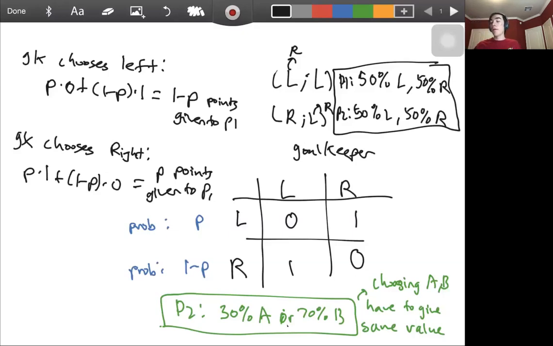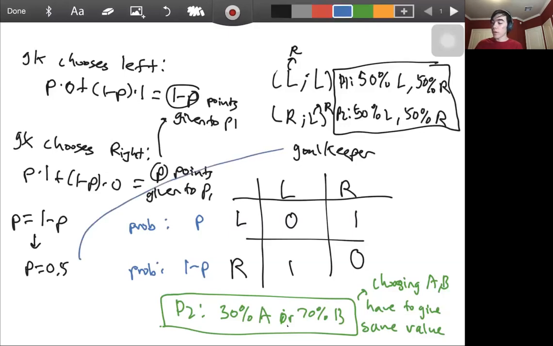So by what we just said earlier, for there to be a mixed strategy equilibria, we need these two outcomes to be the same, essentially the same, in the goalkeeper's eyes. So we can set p equal to 1 minus p. And this just gives us p equals 0.5, which is exactly the strategy we talked about over here. So this tells us that the equilibrium strategy for the shooter is just to go 50-50 left and right.